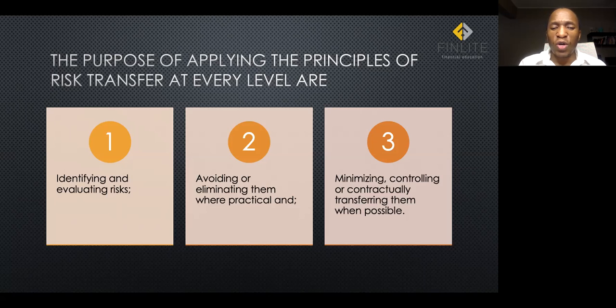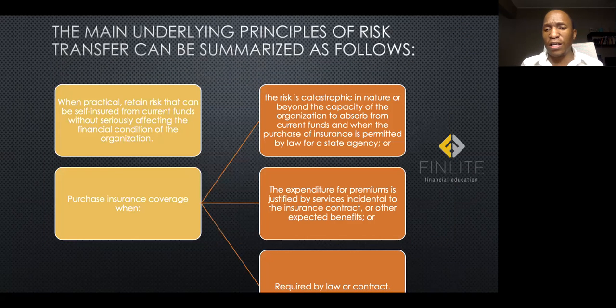Number two, avoiding or eliminating them where practical. That is, where practical, how can we eliminate that risk? Number three, minimizing, controlling, or contractually transferring them when possible. So that is the three-step process that any organization, any individual, if you are smart about managing risk, should actually take. Let's go a little deeper about this.